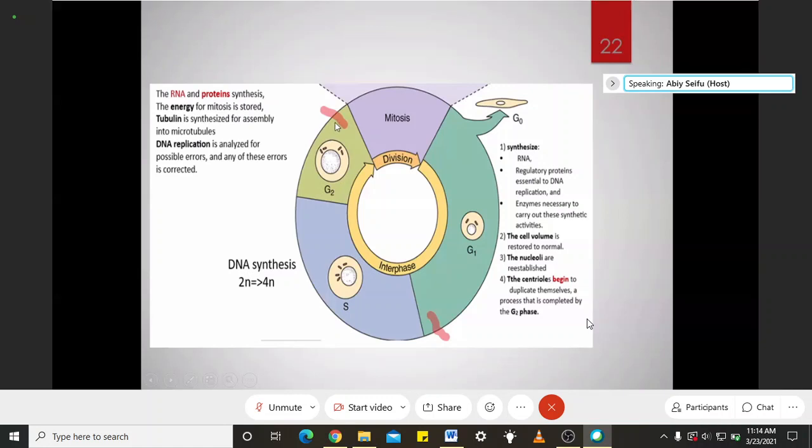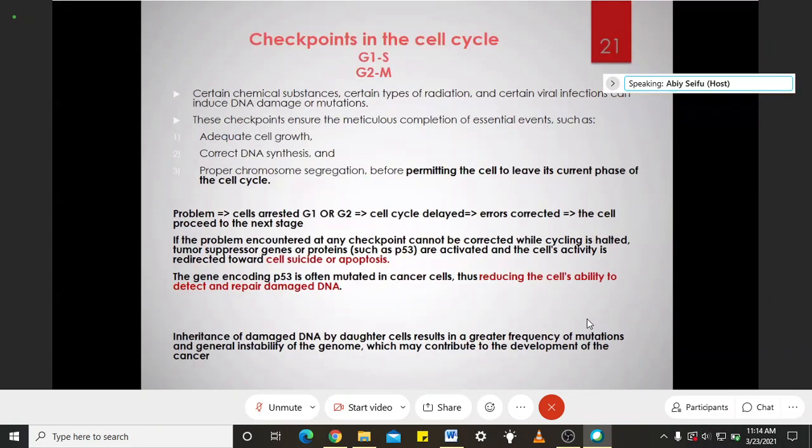Another checkpoint is between G2 and mitosis. A similar activity is also performed at this site. So these are the two checkpoints. What these checkpoints do is detect any DNA abnormality. DNA abnormality can be caused by exposure of the DNA to certain chemical substances, certain types of radiation, and some viral infections can cause DNA damage.